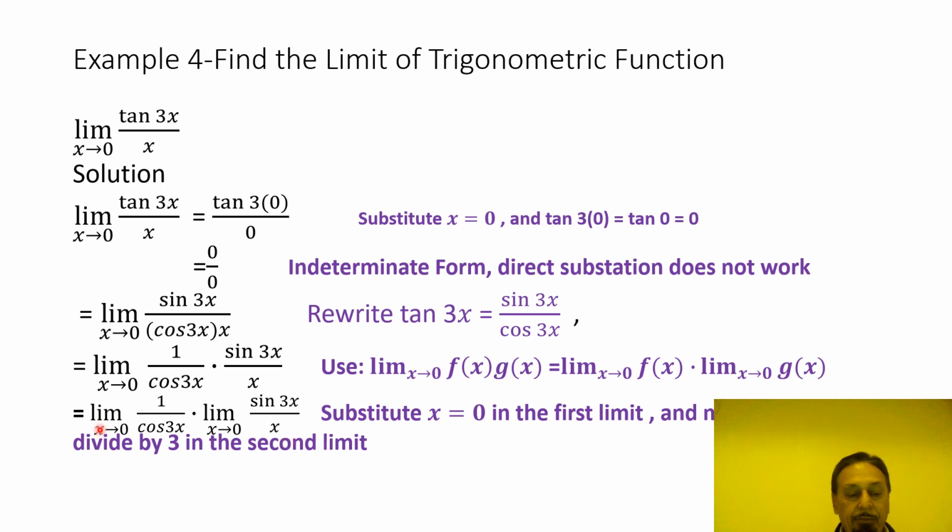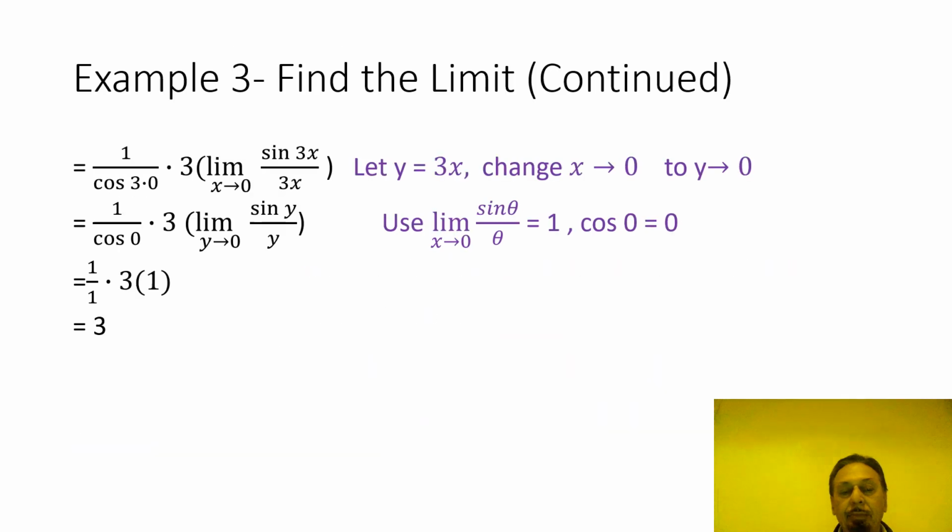This one we can find by direct substitution, but this one looks like inside sine you have 3x, and on the denominator you have x, so you can make it 3x. So what we can do is multiply by 3 here and multiply by 3 here. Now we have direct substitution, 1 over cosine of 3 times 0, and we multiply 3 outside. So now we have 3 times the limit of sine 3x over 3x as x approaches 0.